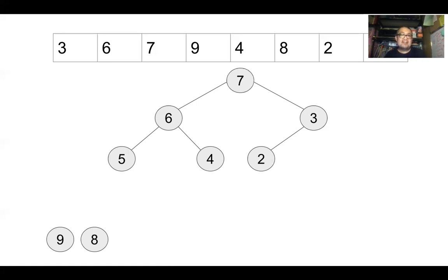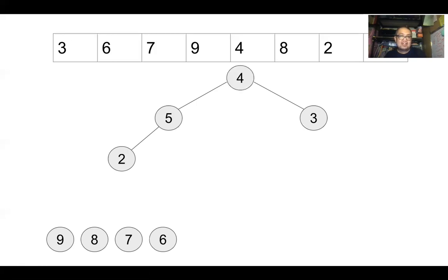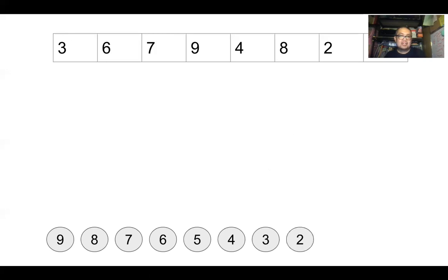We use heapify again. We output 7, and we just repeat the process until we have the sorted elements.